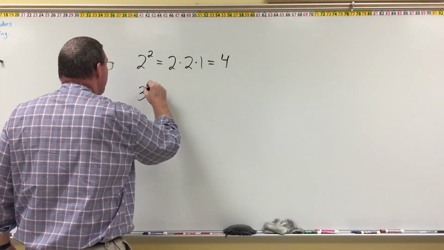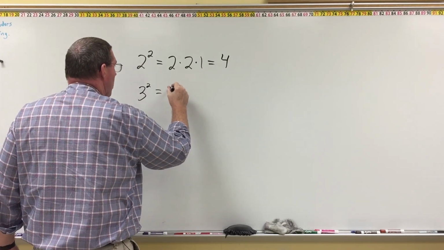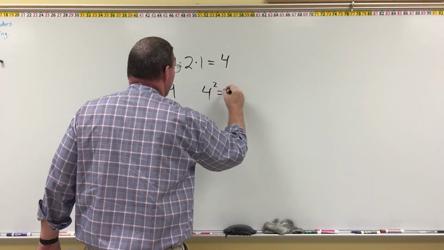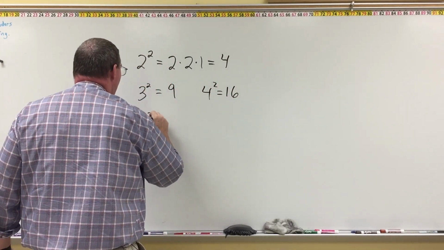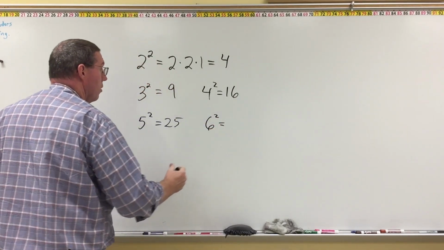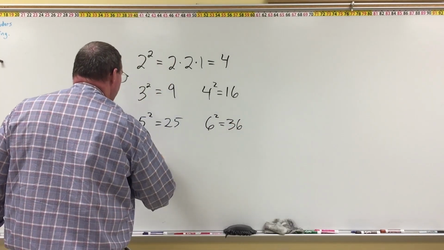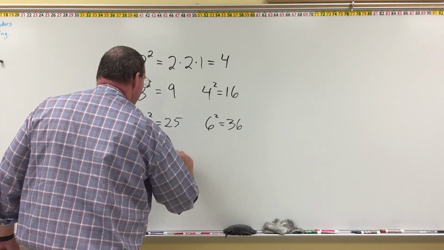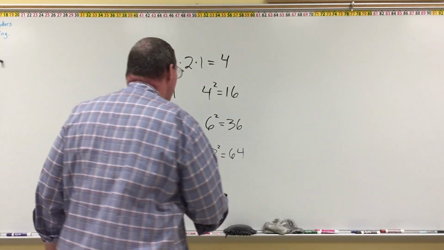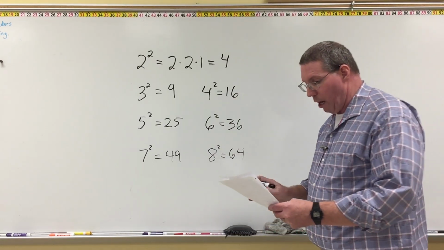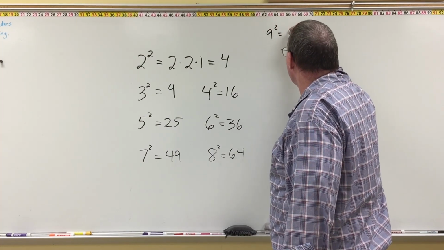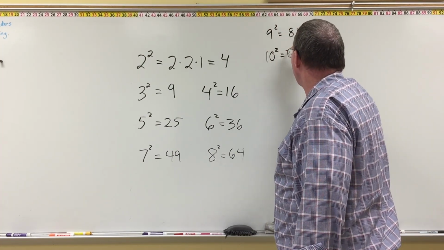Similarly, you need to know what 3 squared is. 3 times 3 times 1, or just 3 times 3, is 9. You need to know what 4 squared is. 16. You need to know what 5 squared is. 25. You need to know what 6 squared is, right? 36. 7 squared, 49. 8 squared is 64, okay? And now, I want you to be able to go all the way up to 15. So let's do the rest of them up to 15, okay? 9 squared is 81. 10 squared is 100.